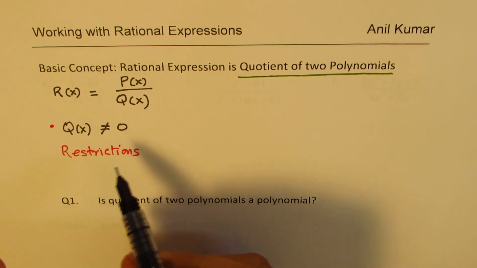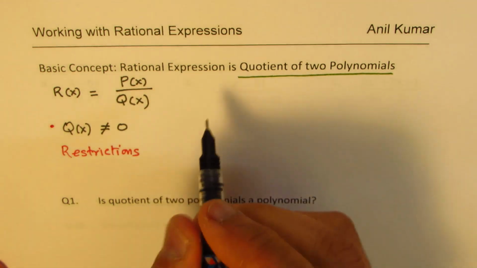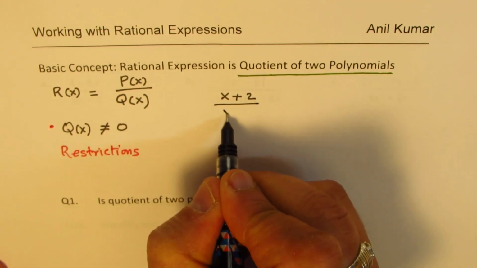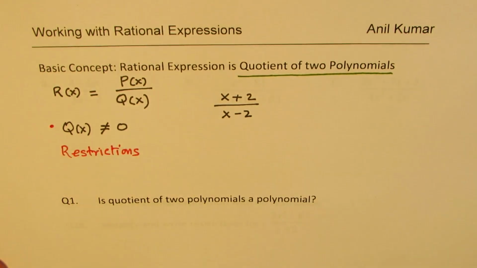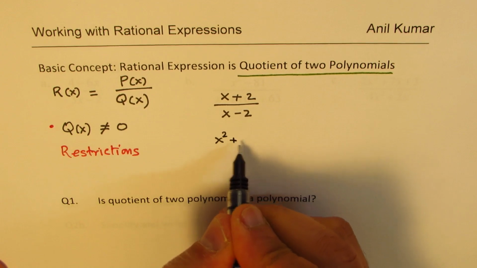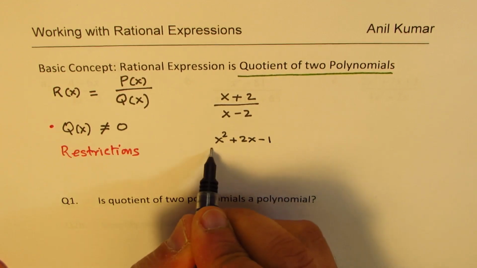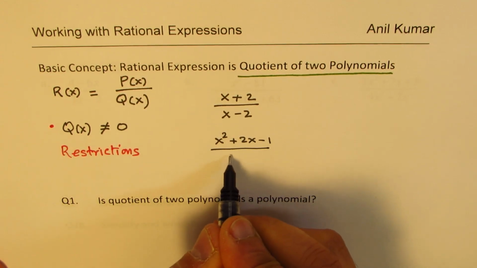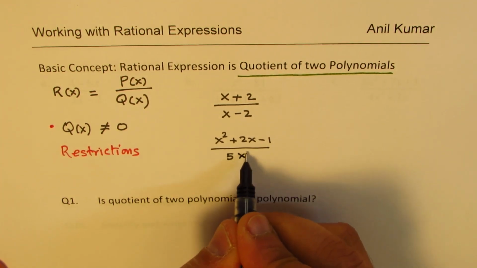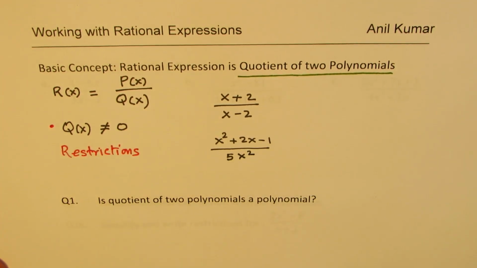So let me give you an example of rational expressions. Something like this: if I have x plus 2 over, let's say, x minus 3, it is a rational expression, right? I could have a quadratic expression here divided by something, let's say even a number 5 or 5x squared. That becomes a rational expression, right? So these are rational expressions.